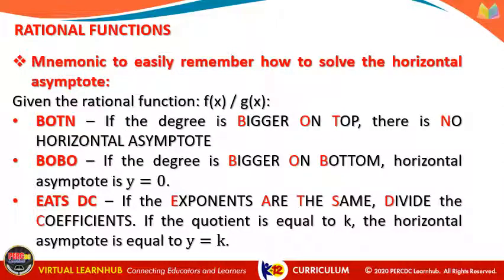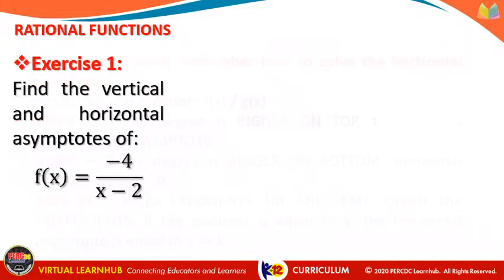Sige, apply lang natin sila. Let's answer the following exercises. Exercise 1, find the vertical and horizontal asymptotes of -4 all over x minus 2. So in these exercises, ang una nating isosolve muna ay vertical asymptote and then horizontal asymptote. So sabay na nating isolve yung vertical at horizontal. Sige, unahin natin yung vertical asymptote.